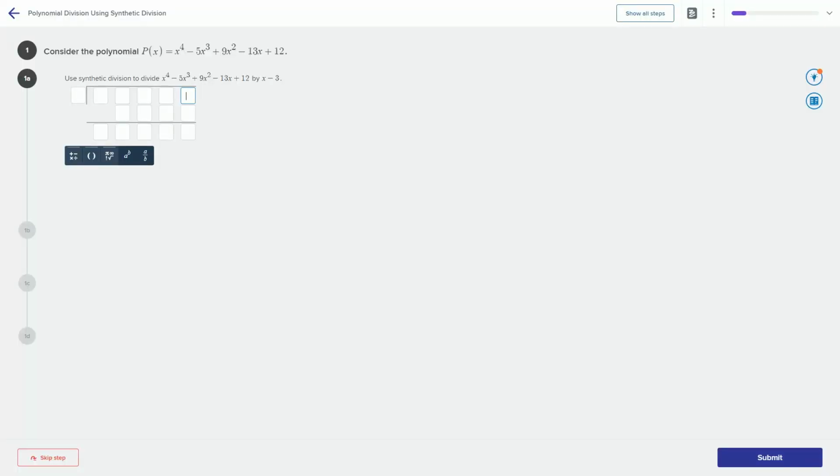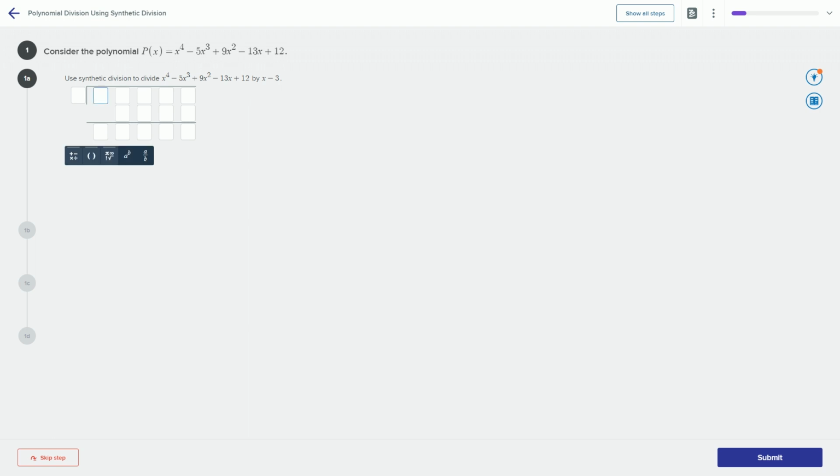Alright guys, Kwanzaa here, and today we're going to be learning synthetic division. Synthetic division is used on polynomial equations. For example, in this example right here, it says x to the power of 4 minus 5x to the power of 3 plus 9x squared minus 13x plus 12.